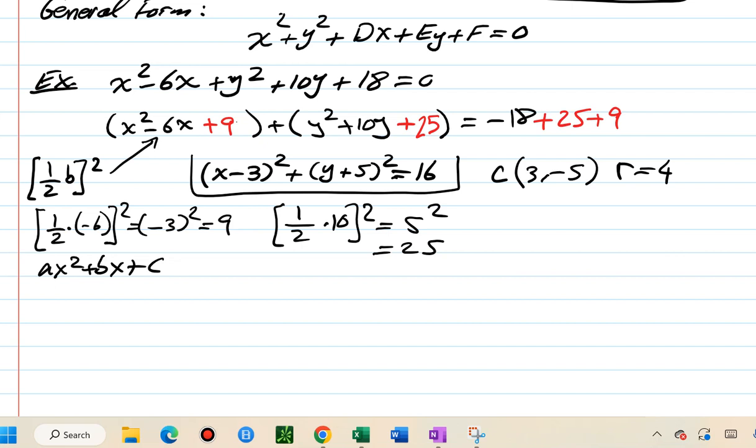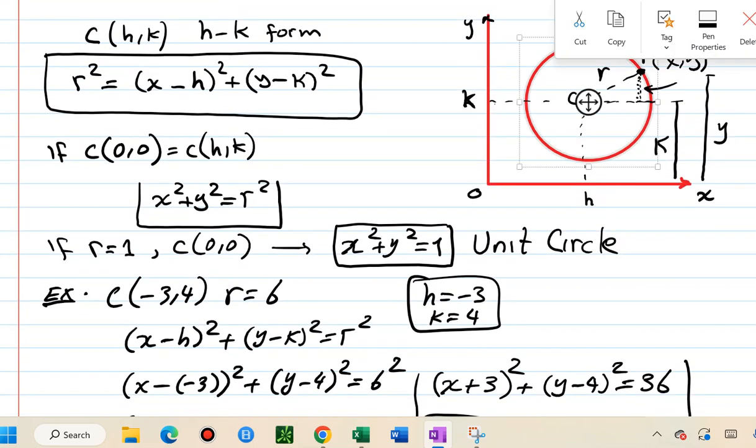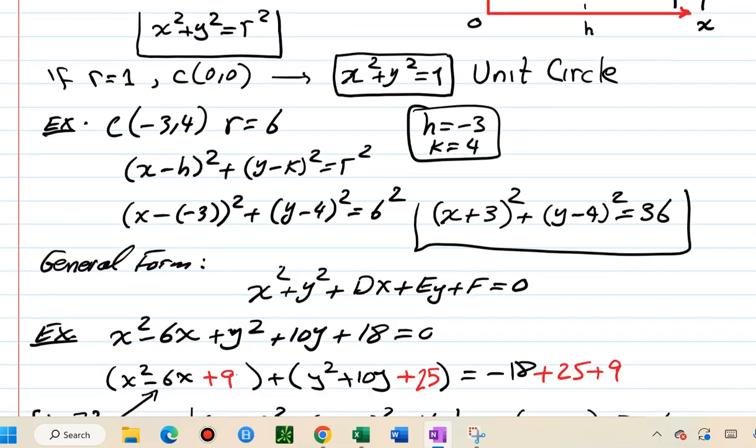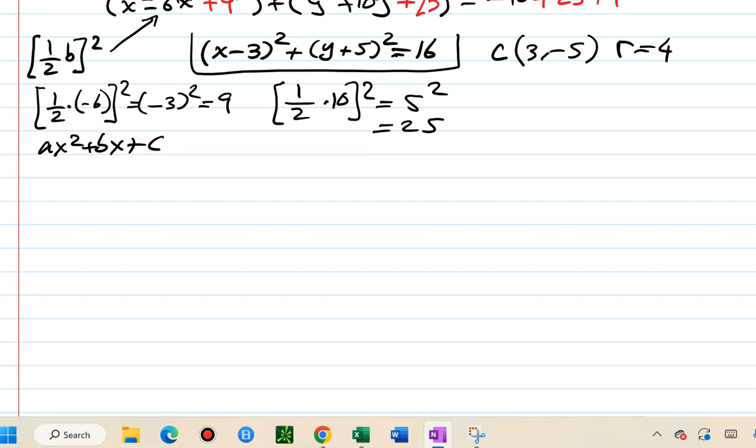Now what we need to note here is that the radius is 4. The radius is not 16. We need to take the square root of 16 to get the radius. The reason is that in the form that we had, the h-k form, you see that r is in its squared form. So r is presumed to be, whatever number it is in its squared form. Therefore r will be the square root of that number. And there you have it.